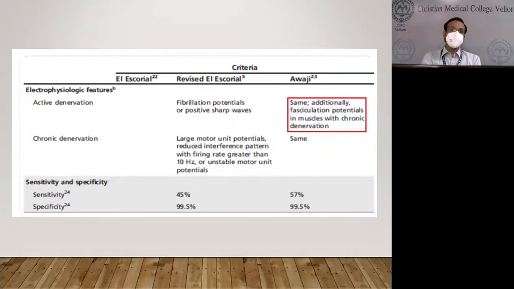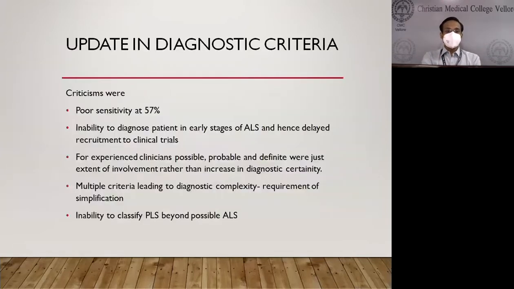The whole point in all these criteria, again as research criteria, was that they wanted to recruit patients to trials, and start them early into the trials. By all these criteria, the sensitivity improved to 57%, but the specificity was kept very high, because we didn't want any mimics to be enrolled into the trials. So more and more people were unhappy with the sensitivity, and they wanted to recruit patients earlier into clinical trials.